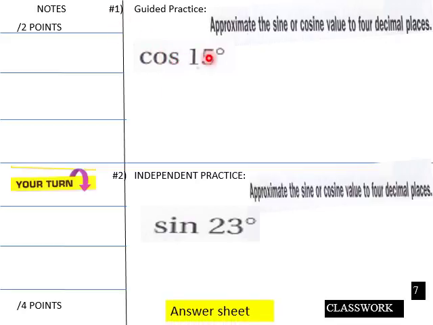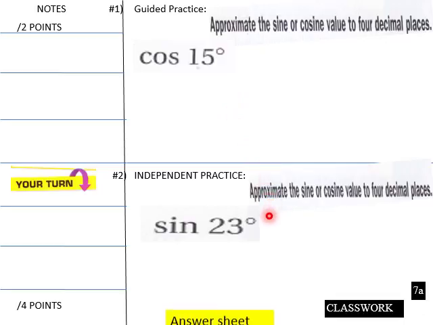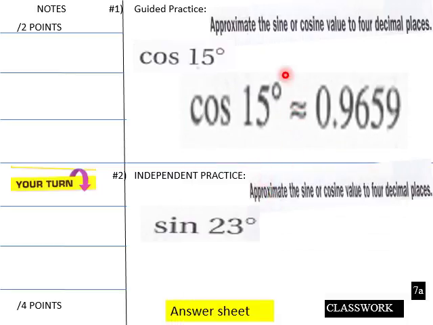Okay, our first guided practice. Approximate sine or cosine values to 4 decimal places. To find cosine 15 degrees, how would we do that? We do that on a calculator usually, and you get cosine 15 would be 0.9659. Students, just do this on your own here to 4 decimal places.